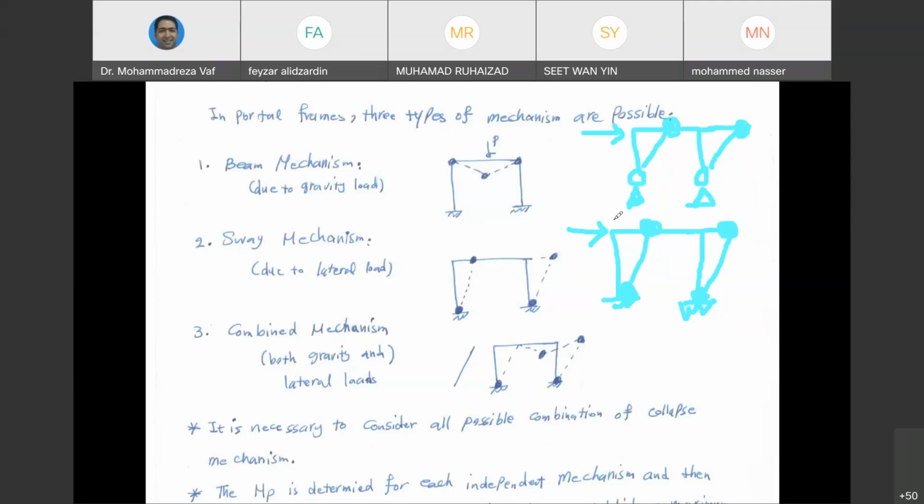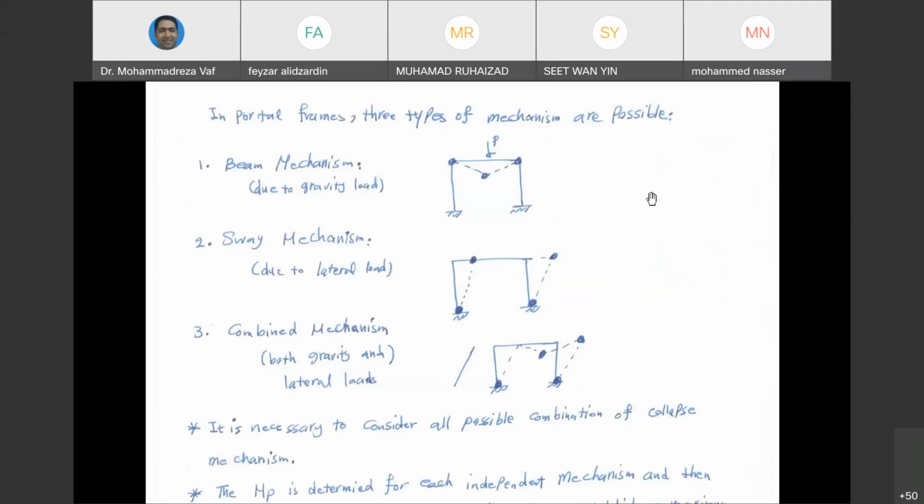So a sway mechanism can either be due to the point load that has been applied to the joint of your frame, or sometimes the force is applied to the column, and due to the presence of the column point load, you are going to have sway. So when the force is applied to the column, it can make not only a column mechanism or a beam mechanism, it can also make a sway mechanism. So you may have a deflected shape like these, where you have 2 plastic hinges.